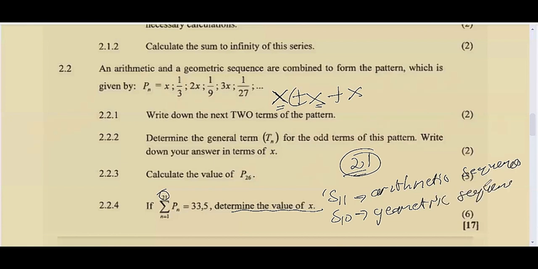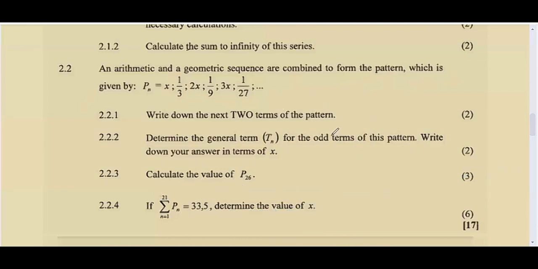Now, if we know that, we can calculate the sum of 11 terms of the arithmetic sequence, then calculate the sum of 10 terms from the geometric sequence, and then add them together, right? If we add S11 and S10, that gives us what? 33.5. So they already gave us the sum. All we have to do here is calculate the value of x, because that's what we don't have, right? So, okay. Let's deal with that question.